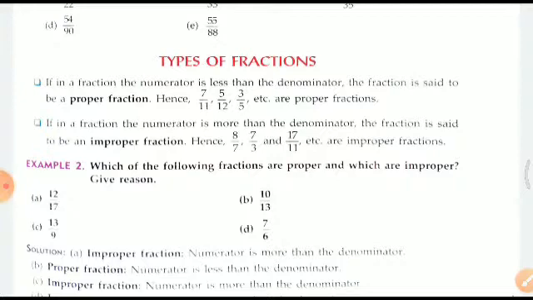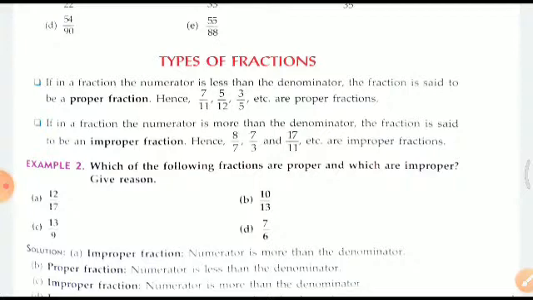If the numerator is more than the denominator, then the fraction is said to be an improper fraction, right? 8 upon 7. There are 7 parts and you have to give 8, right? Now how will you do it? You will take another one and then further divide it into 7, and then the first one you will give completely, and from the second one you will give 1, right? So these are improper fractions.